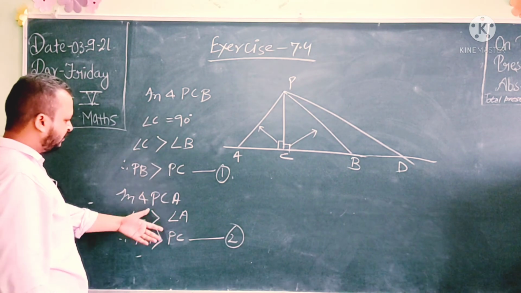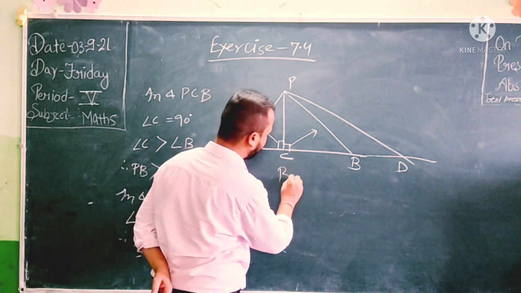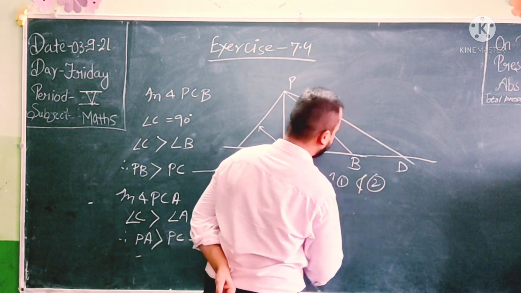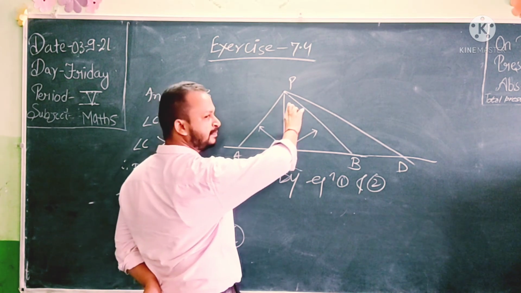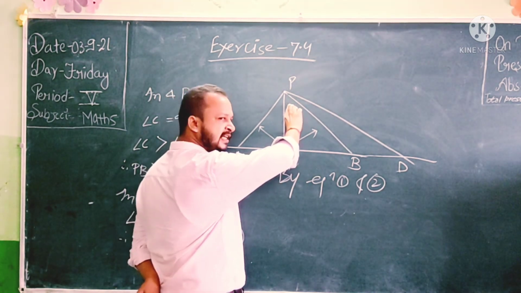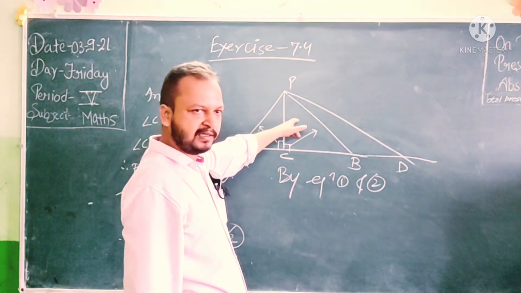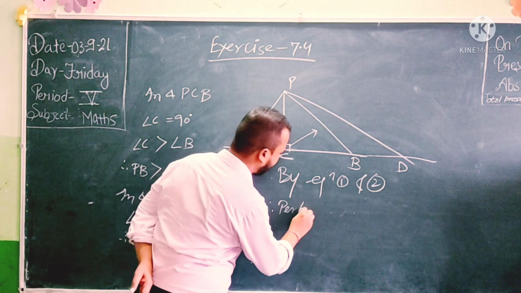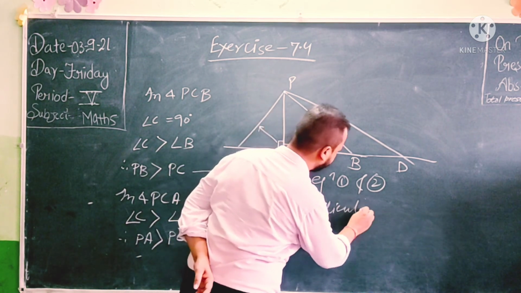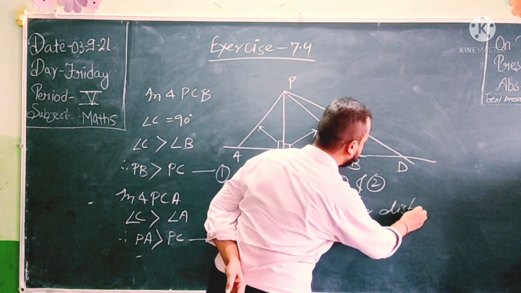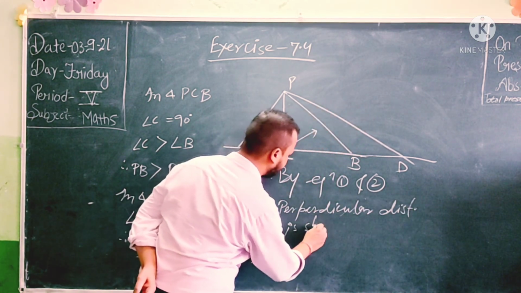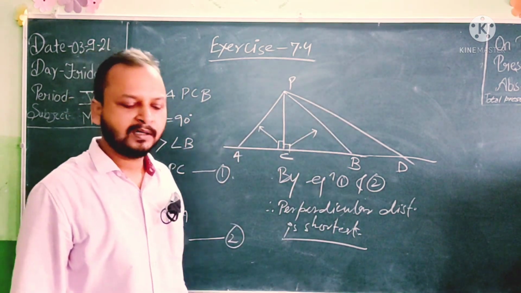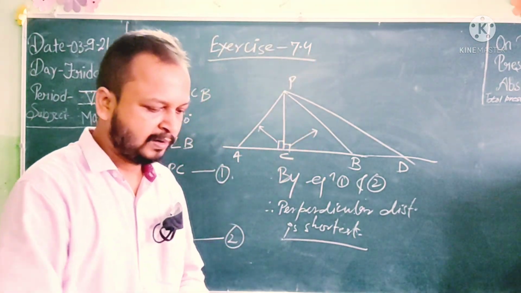So concluding here, by equation 1 and 2, we can say that this PC, this perpendicular distance, is the shortest distance, right? Yes, sir. So therefore, perpendicular distance is shortest. Did you understand? Yes, sir. Any confusion? Okay.